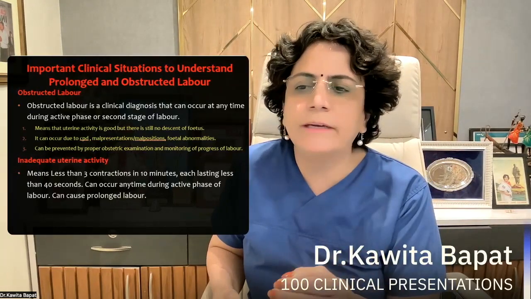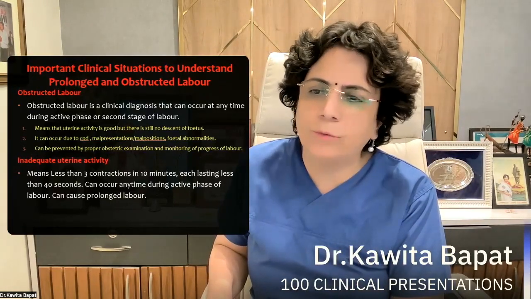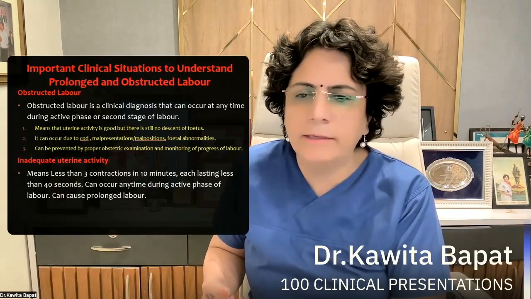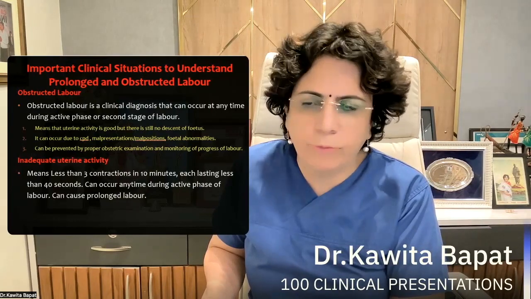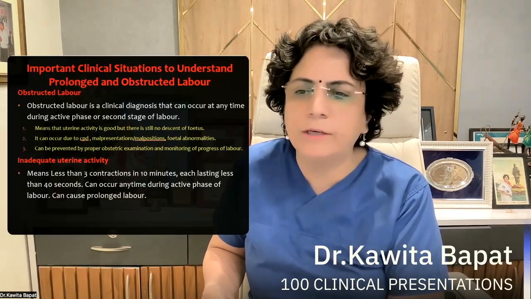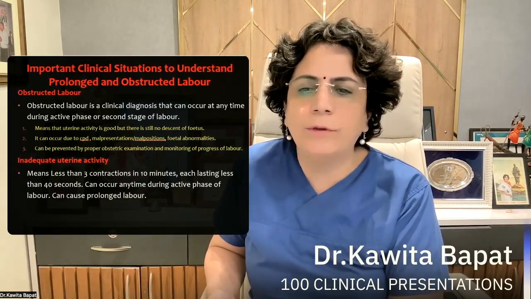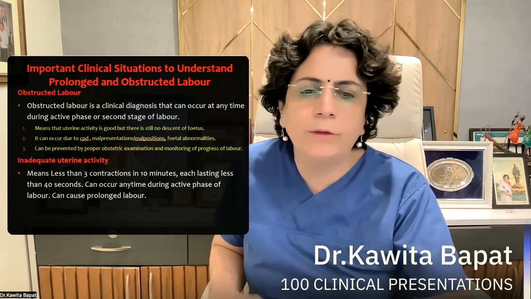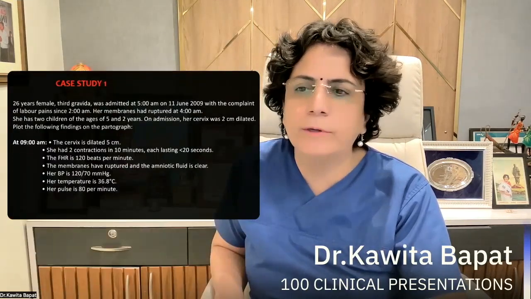So one is obstructed labor, and another is inadequate uterine activity, meaning less than 3 contractions in 10 minutes, each lasting less than 40 seconds, when it should be more than 45 seconds. It can occur during the active phase of labor and can cause prolonged labor. So inadequate uterine activity is another important point.